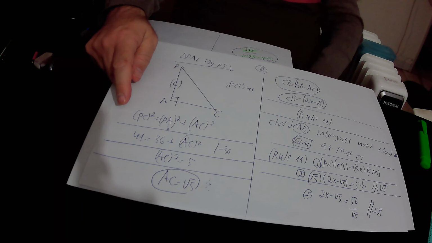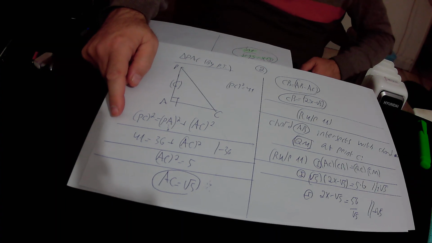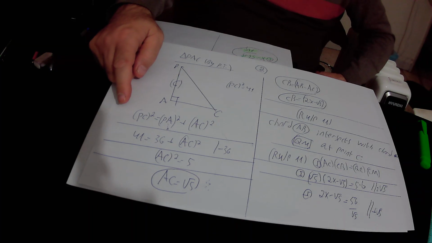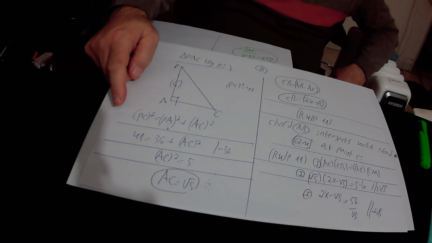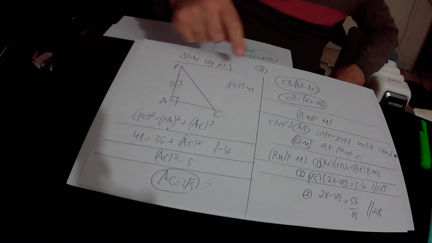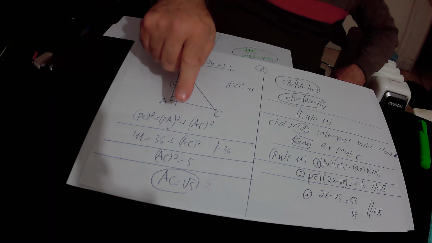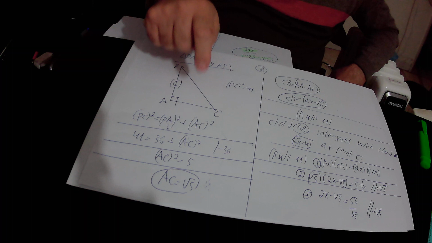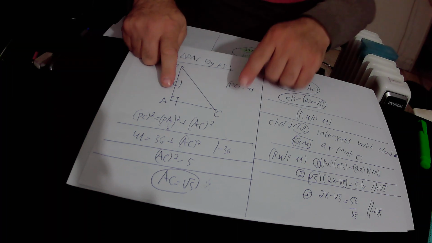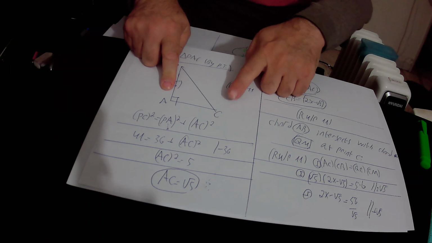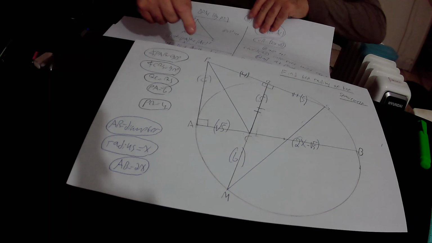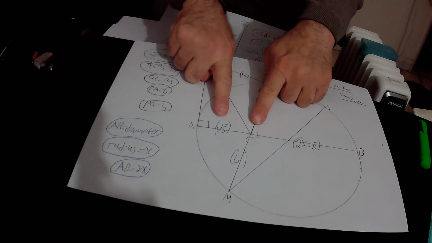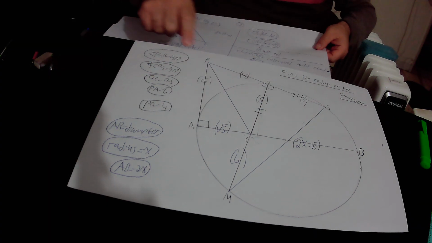Here we subtracted 36 from this equation, and finally found out that AC square equals 41 minus 36, that is 5. So AC square equals 5. We took the square root of this equation and found that AC equals the square root of 5 units. So we can write down in the original drawing that AC equals the square root of 5 units.